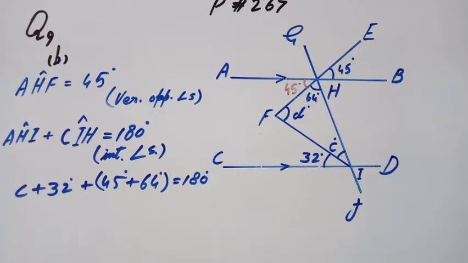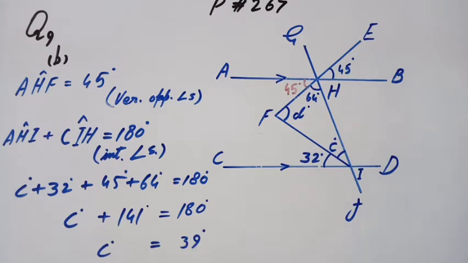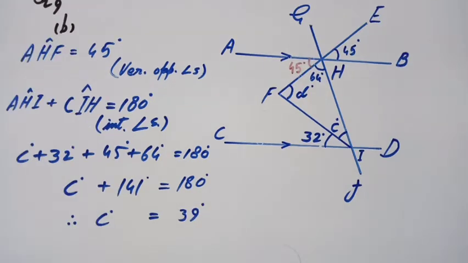Now we solve it just like an equation. Now 141 shifted to the other side with change in its sign. So C we have found. We can say hence C equal to 39 degree. Now we work out for the angle D.